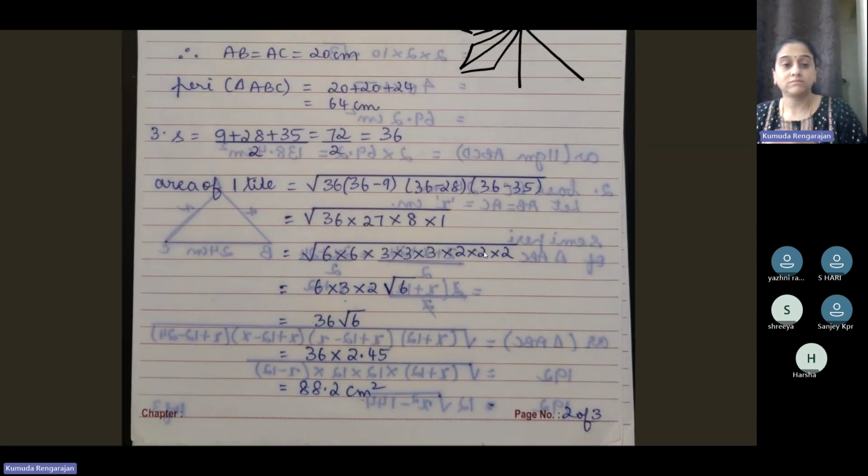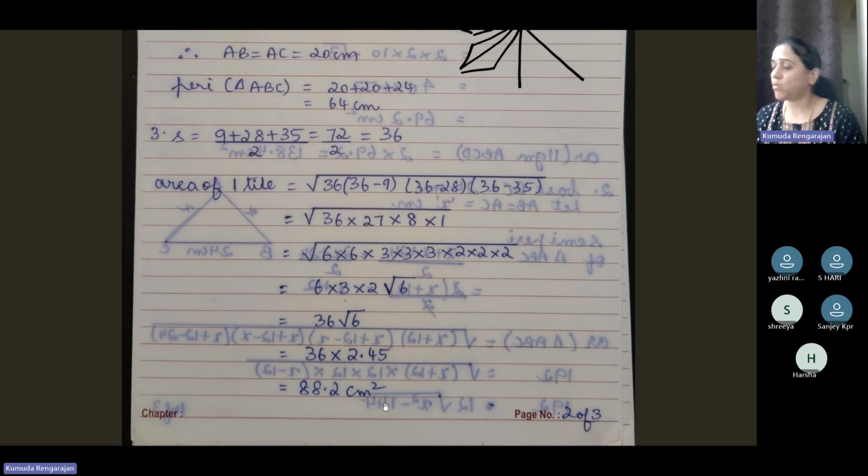See here. Area of one tile, 36 root 6. Root 6 value is 2.45, given in the question. So this is the area of one tile. 88.2 centimeters square is the area of one tile. Correct? Yes.